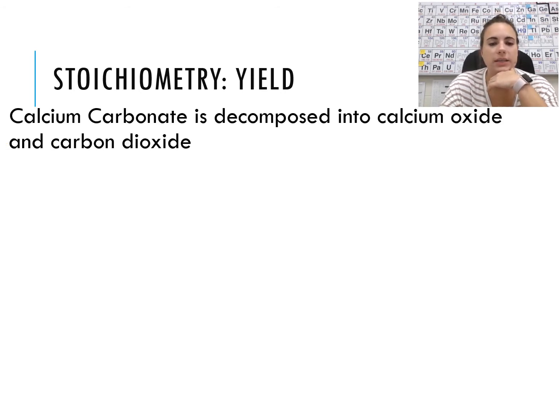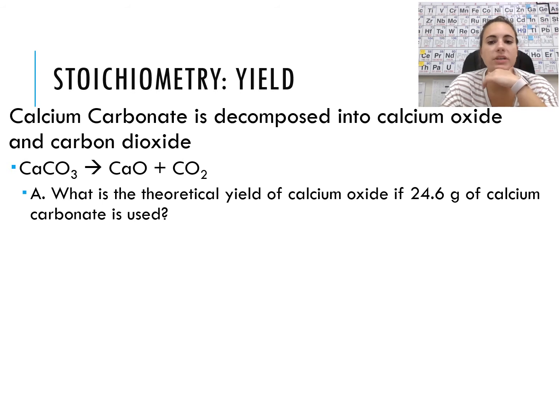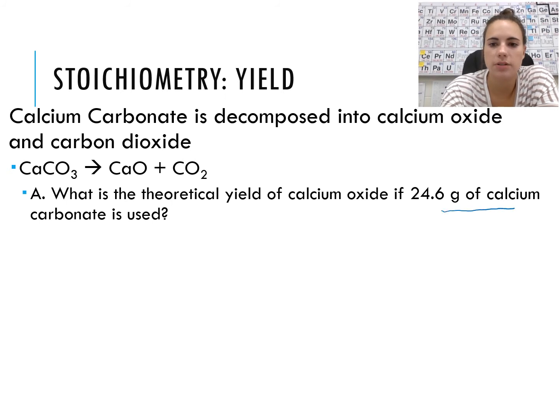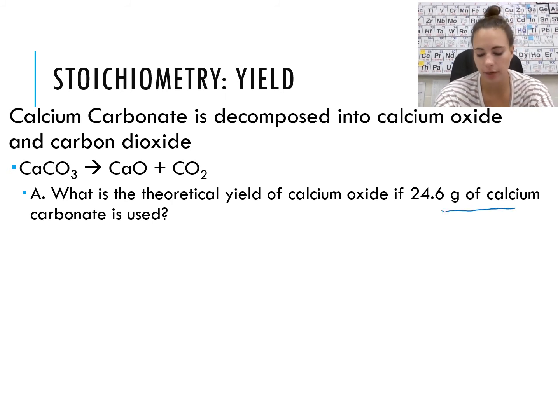So, some practice. Calcium carbonate is decomposed into calcium oxide and carbon dioxide. And I give you the equation here. I need to check and make sure it's balanced, and it is balanced. So I don't need any coefficients. Coefficients here are all 1. What is the theoretical yield of calcium oxide if 24.6 grams of calcium carbonate is used? Now, I am only given one starting amount, 24.6 grams of calcium carbonate. So I don't need to worry about a limiting reagent in this problem because we don't have a second starting amount.